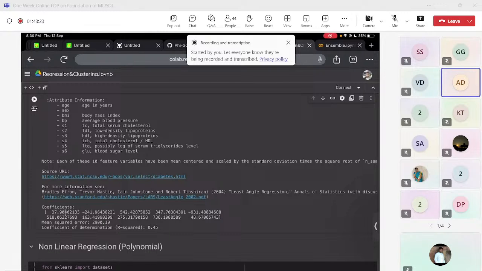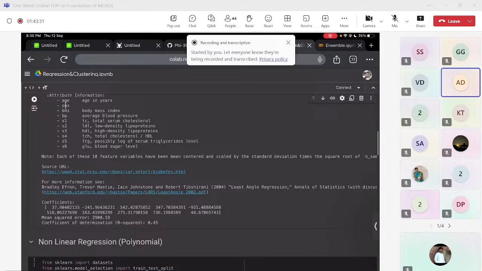And these are different coefficients which are present for each of your input columns. So for example, for age, this is the coefficient. For sex, this is the coefficient. For BMI, this is a coefficient, and so on. That is it. And you'll also have an extra coefficient for your bias.